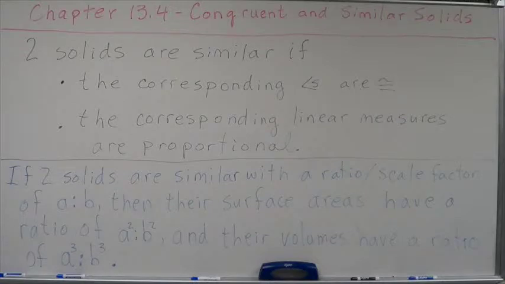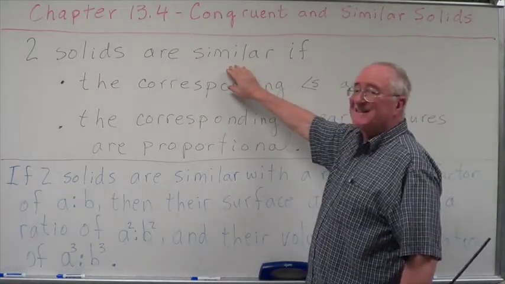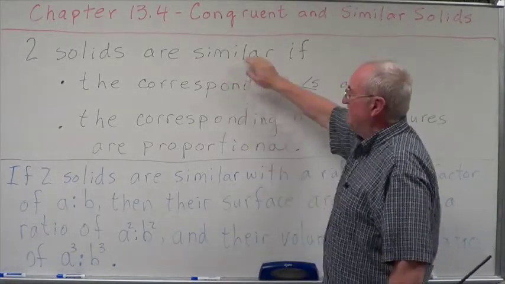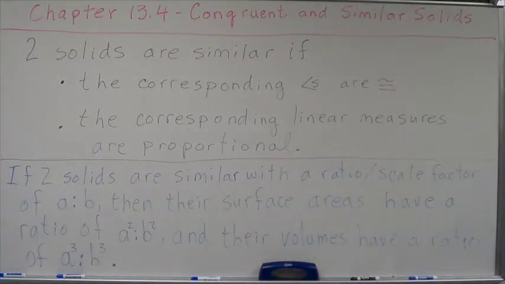Let's read this. Two solids are similar if corresponding angles are congruent. Remember, similar means same shape, different sizes. Same shape means they have to have the same angles. Why? Because angles are what determine the shape. Angles determine shape. Okay?